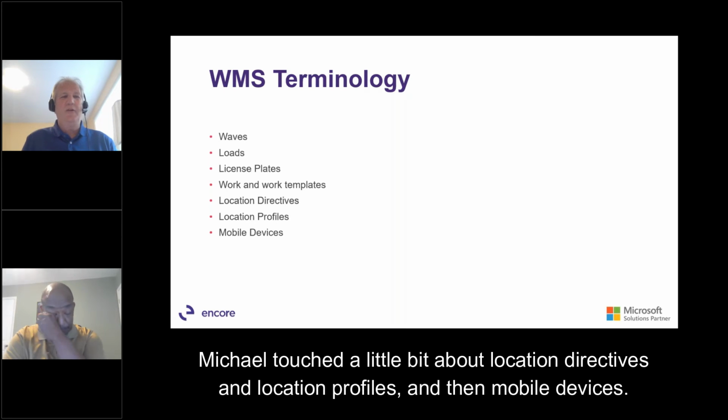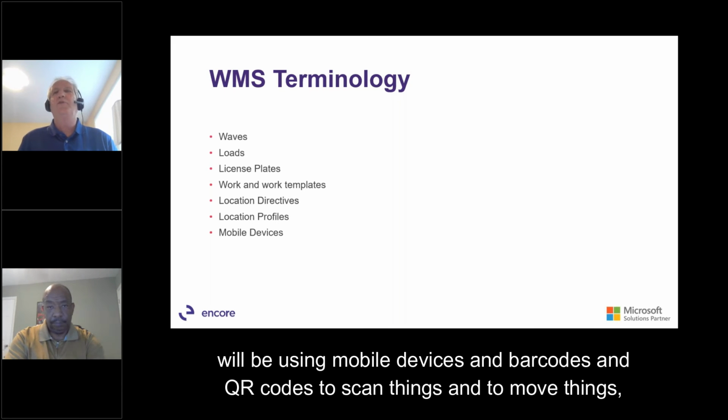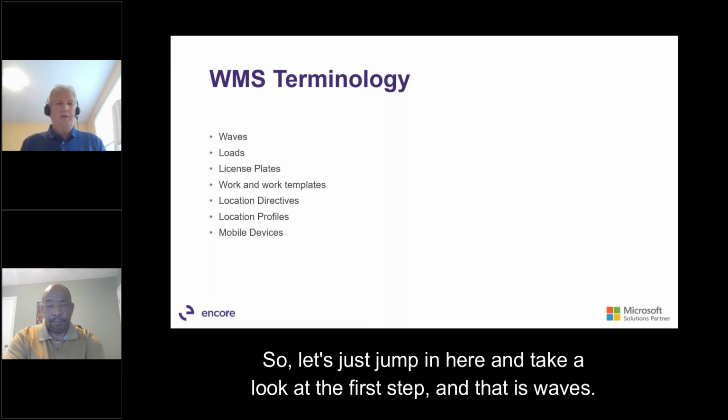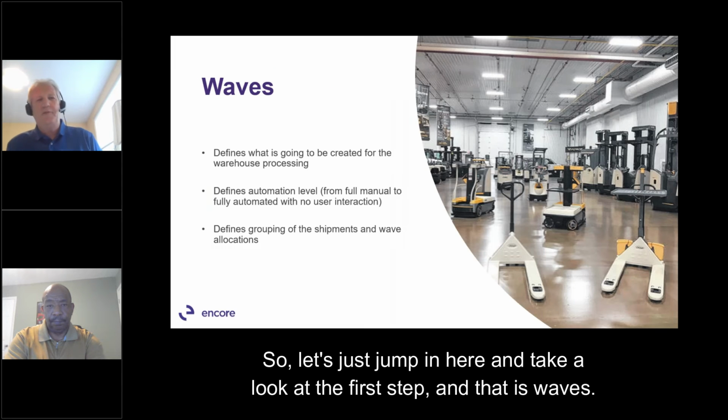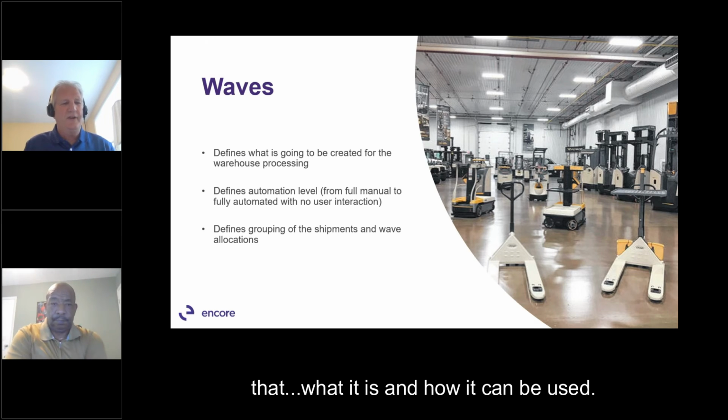Michael touched a little bit on location directives and location profiles. And then mobile devices. This is a big key for the people out in the shop, or out in the warehouse, who will be using mobile devices and barcodes and QR codes to scan things and to move things, rather than going through movement journals that you have to do with the basic user interface. So let's jump in and take a look at the first step, and that is waves. Michael, if you could touch base on waves, what it is and how it can be used.